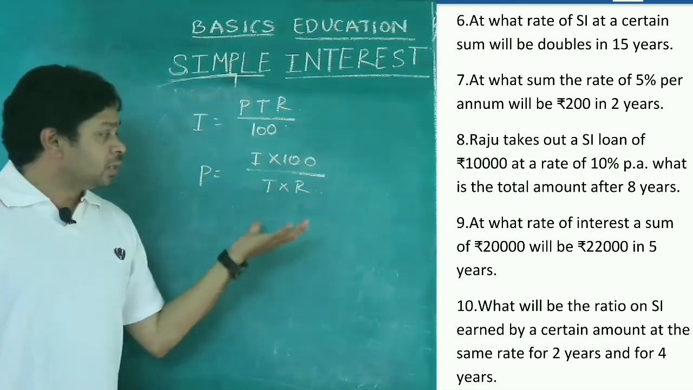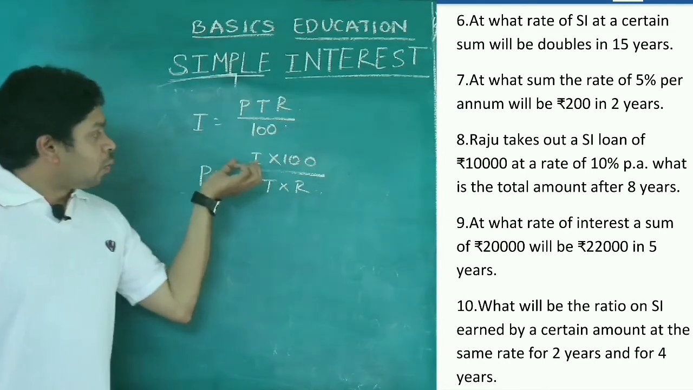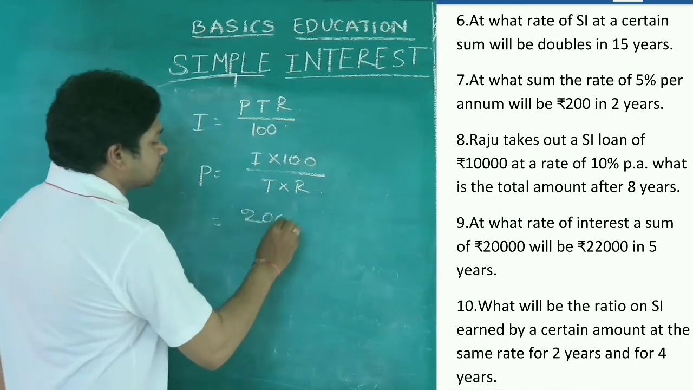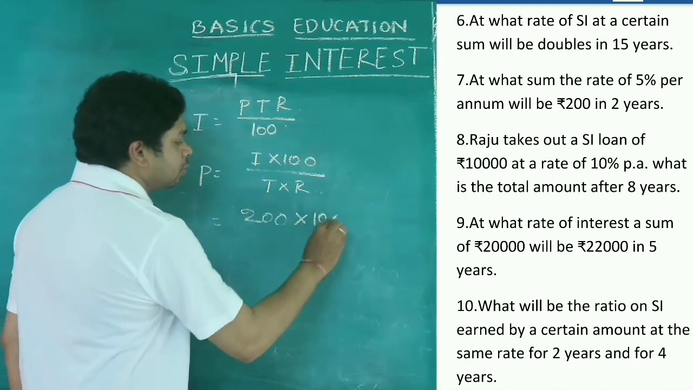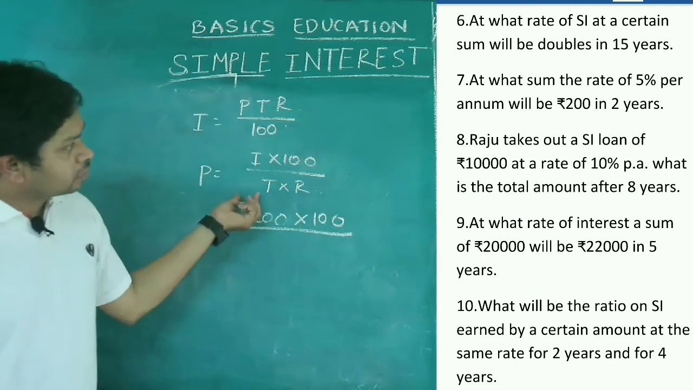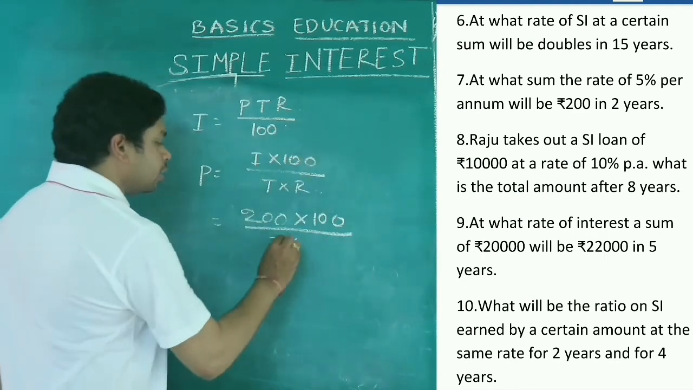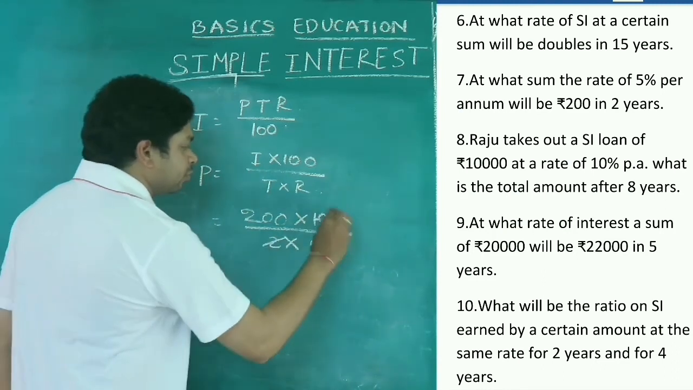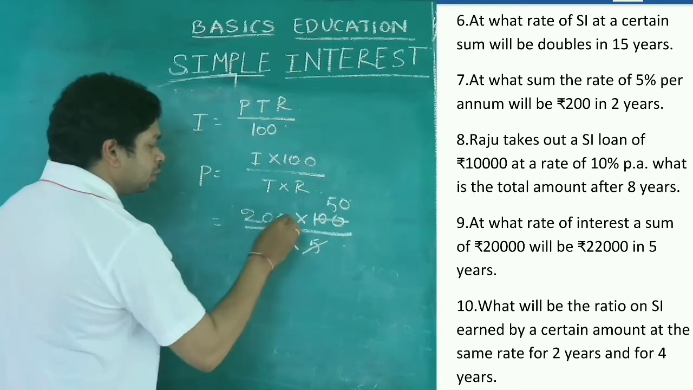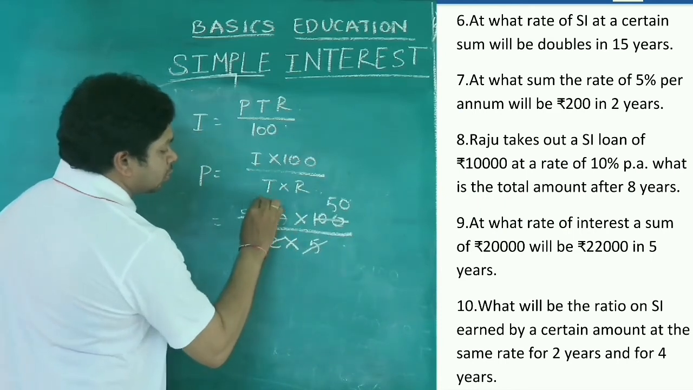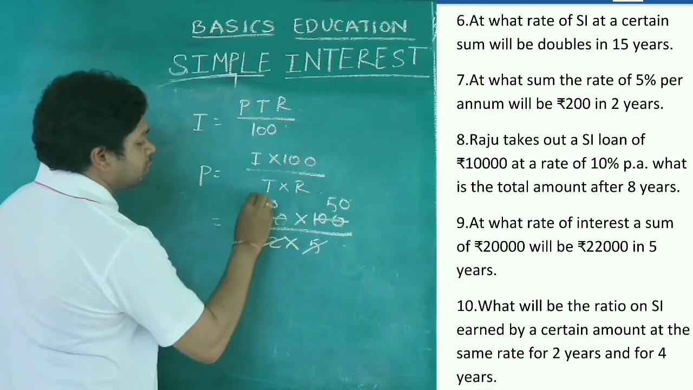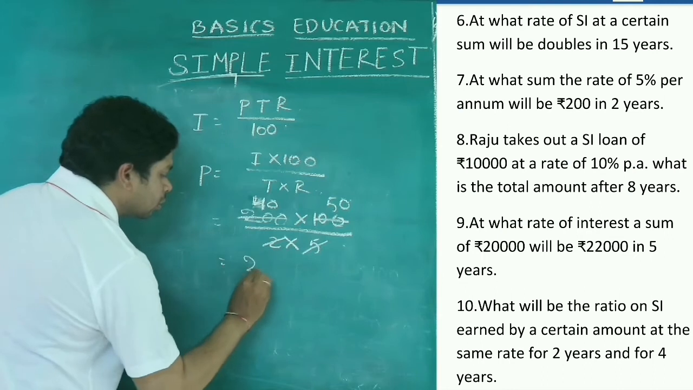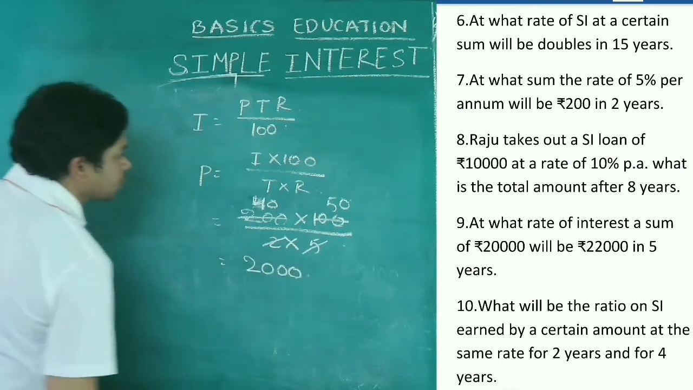So what is the interest he has given? That is 200 rupees into 100 by, what is the time? 2 years, and what is the percentage? 5. Then we can calculate: 2 here, 50 times, and 5 here, 20 times, 40 times. So then the total principal amount is nothing but 2000 rupees.